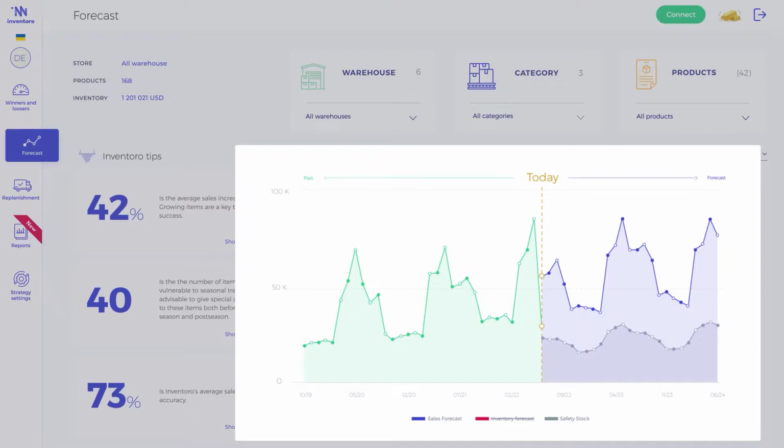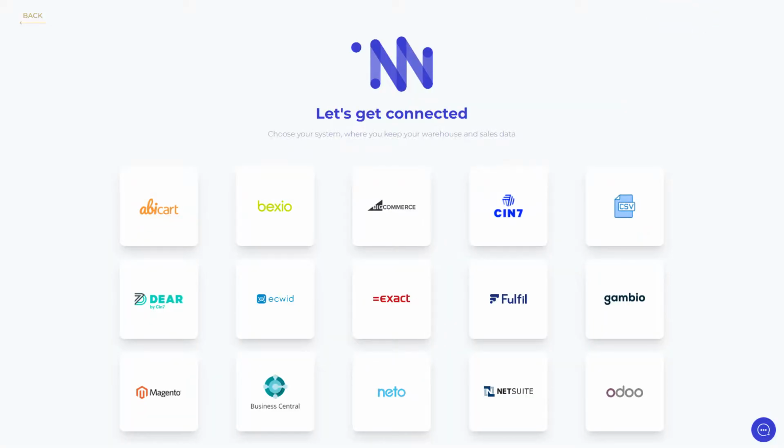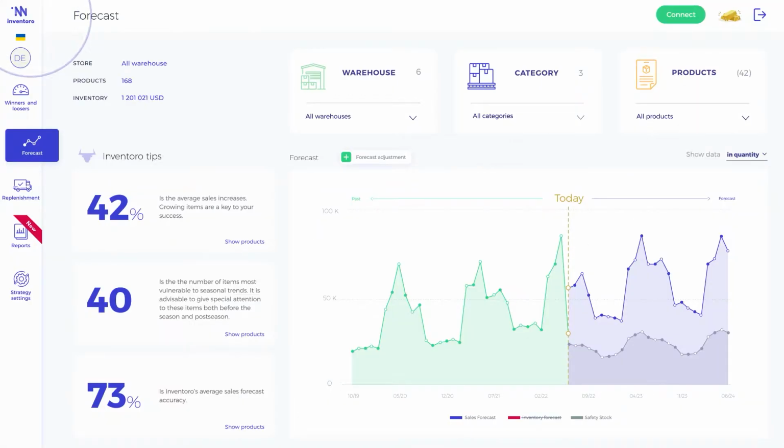Before we start to forecast future sales, we prepare the historical data first. This is the green part of the graph, and the blue one is the automatically created sales forecast for the next 24 months. But before we move on, make sure you connect your data. Otherwise, you won't be able to use Inventoro's forecast technology. You can do it by clicking the Connect button on the top right corner, and then choosing the integration method that suits you the best.